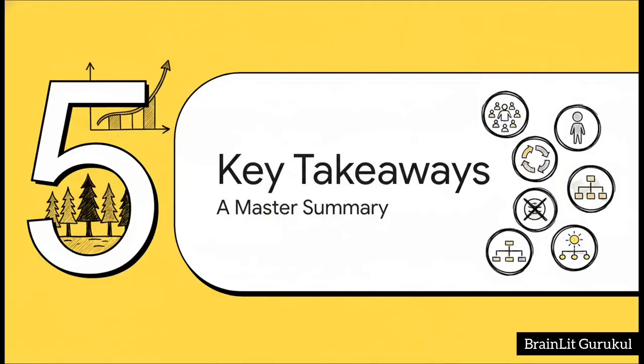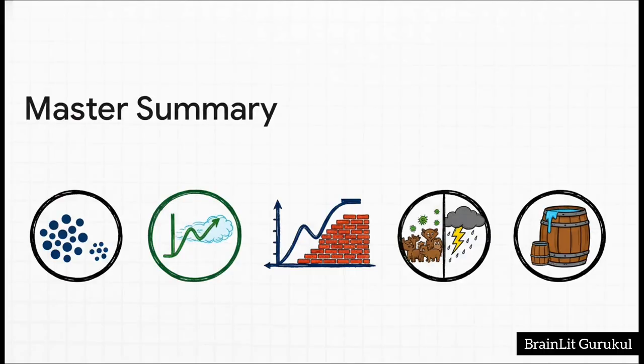Okay, that was a lot, I know. We've gone from defining a population all the way to how it's regulated. So let's boil this whole story down to the 5 absolute most important takeaways you need to remember. Here we go, the master summary. Number 1, in nature, life isn't spread out evenly. It clumps together around resources.